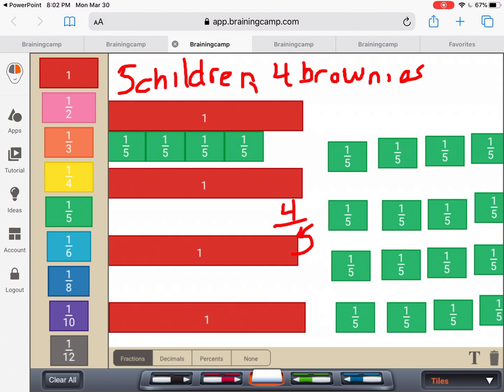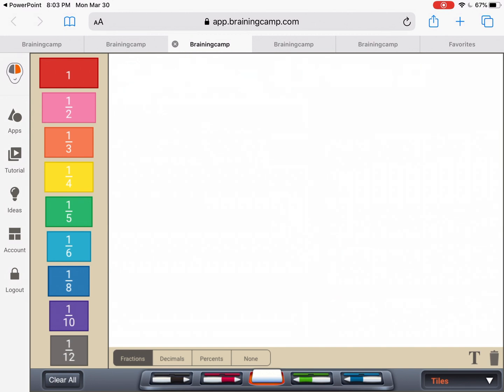Okay, so now we know how much they got. So the other one that had 4 children with 3 brownies, they got 3/4. And the one with 5 children and 4 brownies, they got 4/5. Okay, I'm going to clear this because the next one is going to be 8 children and 7 brownies.